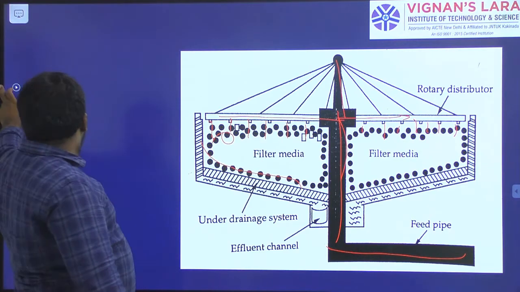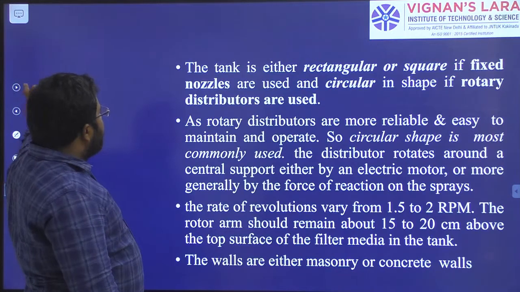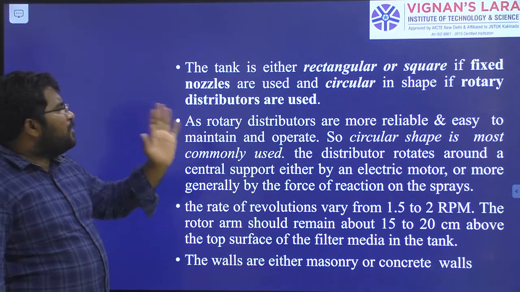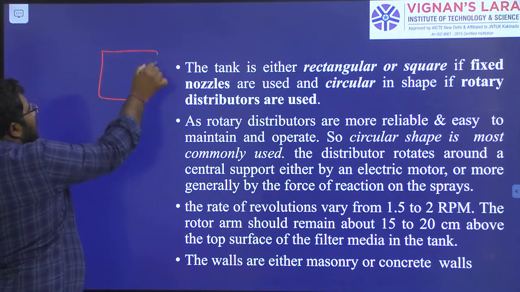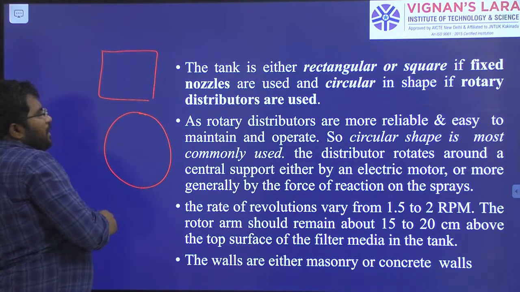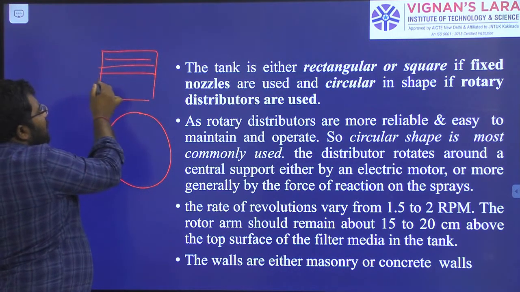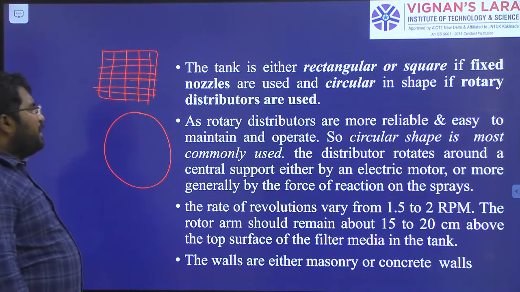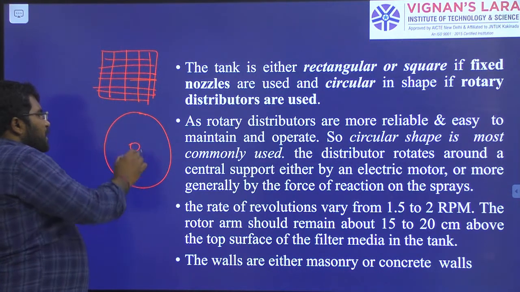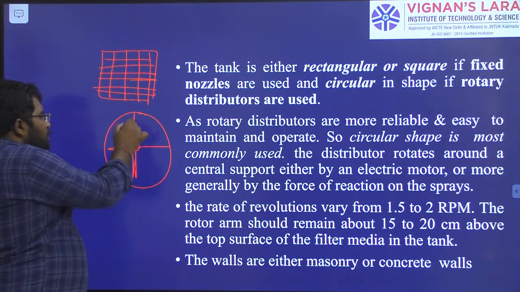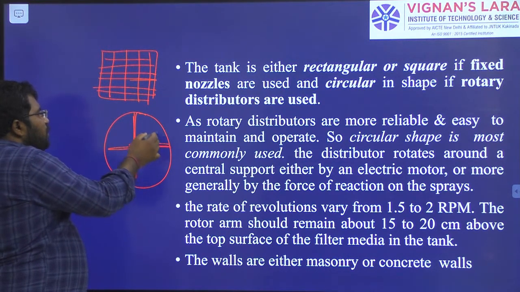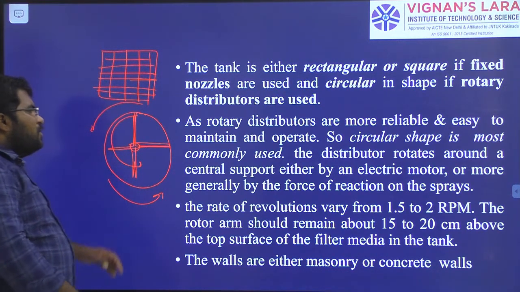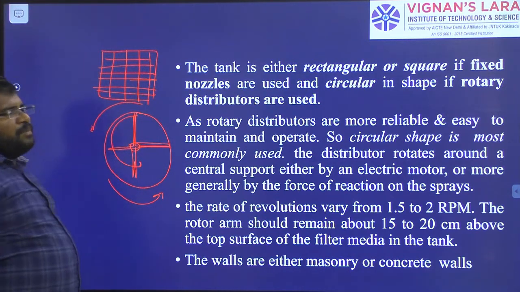Next, first of all we are going to discuss the tank. The tank is either a rectangle or square one, right? So it may be a rectangle like this, or it may be a circular one. Rectangular tanks will have fixed nozzles, right? With the help of these nozzles, the wastewater is going to spray over the media. But in the case of a circular tank, we will have a rotary distribution system. This rotary distribution is going to rotate in a clockwise and anticlockwise direction, so that the wastewater is going to spread over the media, right?